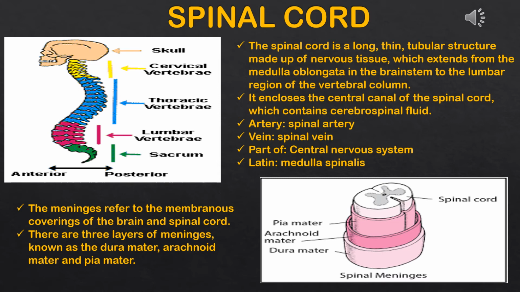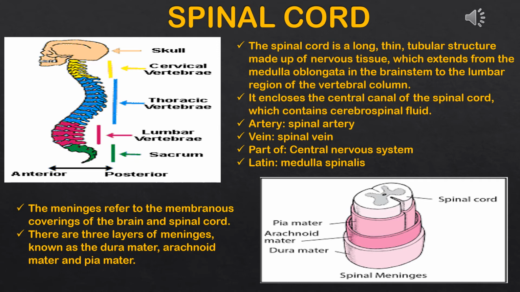The spinal cord transmits nerve impulses from different organs in the body to the brain and vice versa. It also controls reflex actions. So the spinal cord is a long, thin tubular structure basically made up of nervous tissue, which extends from the medulla oblongata in the brainstem to the lumbar region of the vertebral column. It encloses the central canal of the spinal cord, which contains cerebrospinal fluid or CSF.